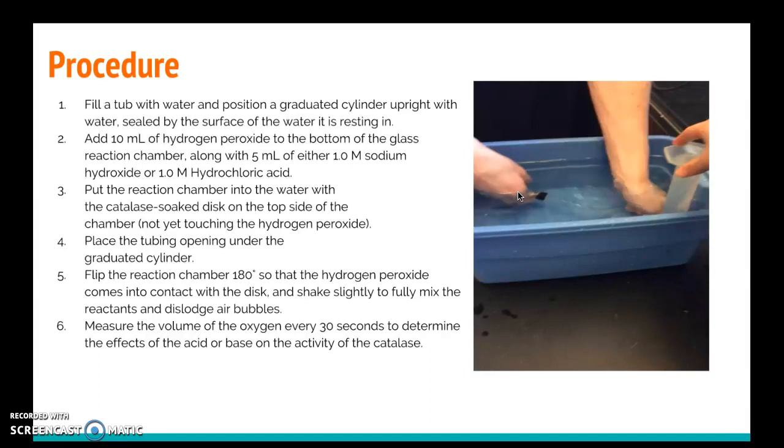Flip the reaction chamber 180 degrees so that the hydrogen peroxide comes into contact with the disc, and shake slightly to fully mix the reactants and dislodge air bubbles. Measure the volume of oxygen every 30 seconds to determine the effects of the acid or base on the activity of the catalase.